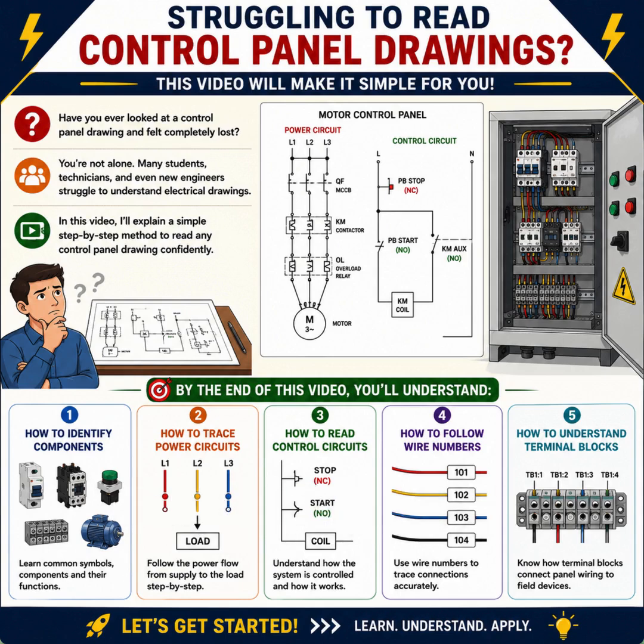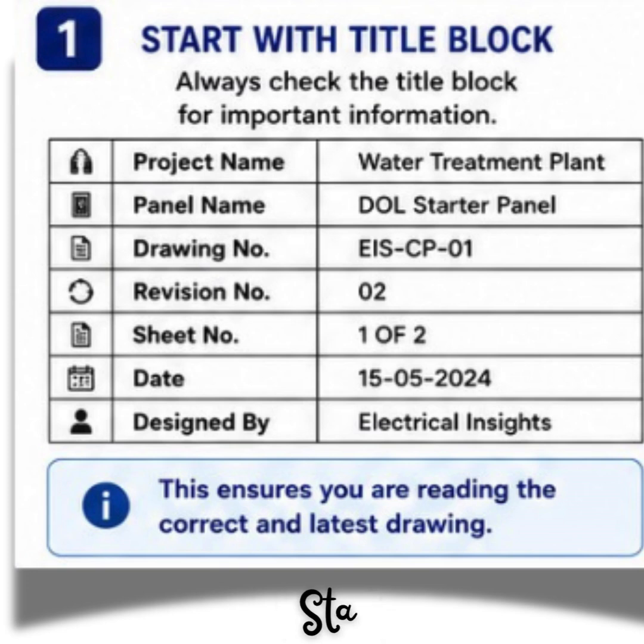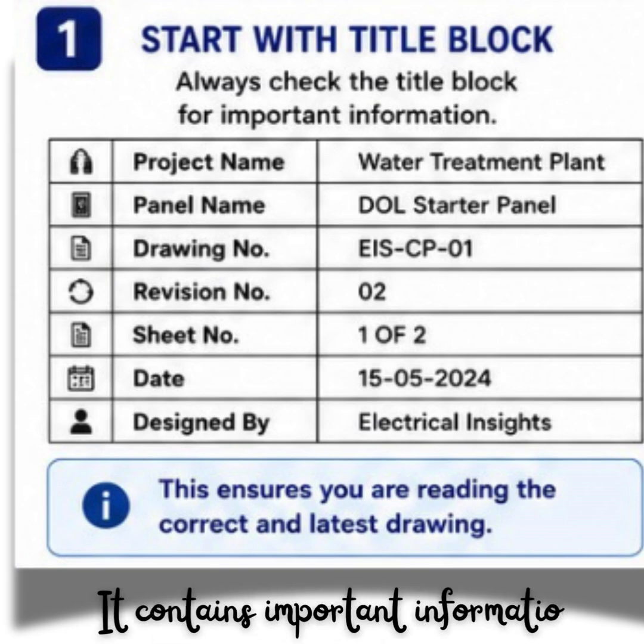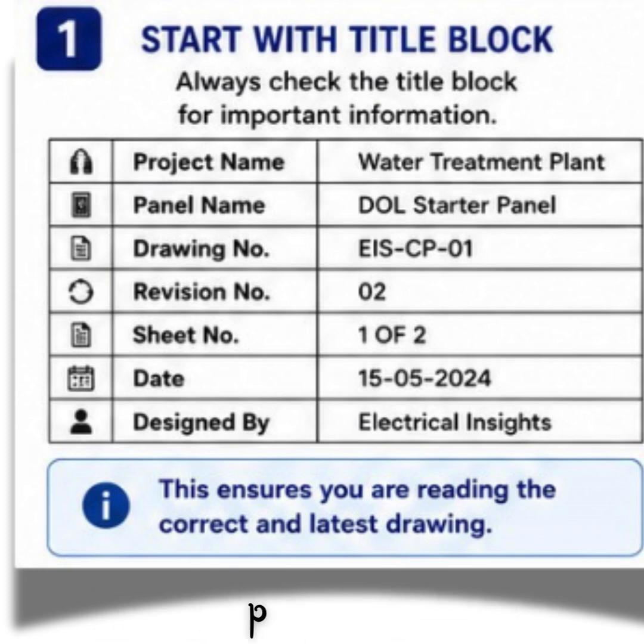Let's get started. Step 1. Start with the title block. The first thing you should always check is the title block. It contains important information such as project name, panel name, drawing number, revision number, sheet number. This information helps ensure you are reading the correct and latest drawing.